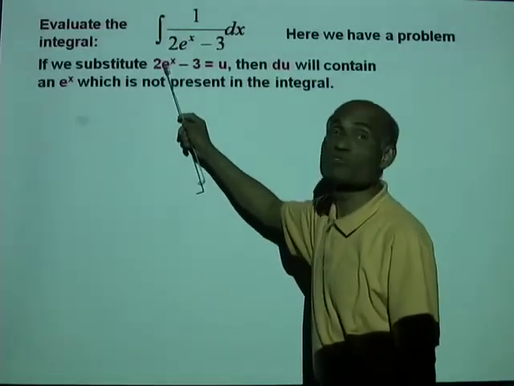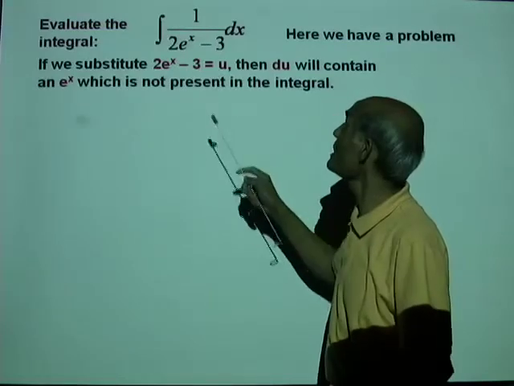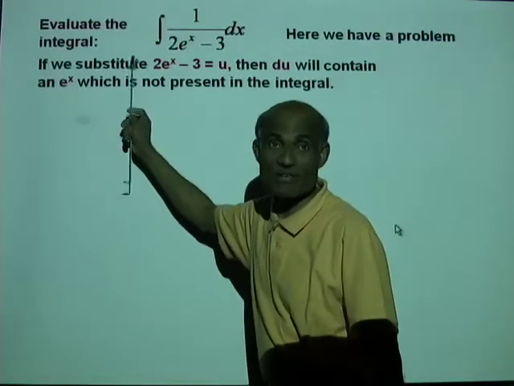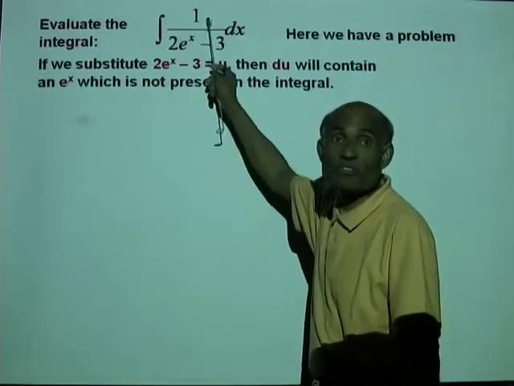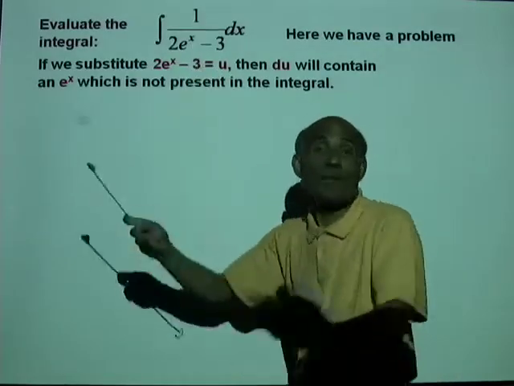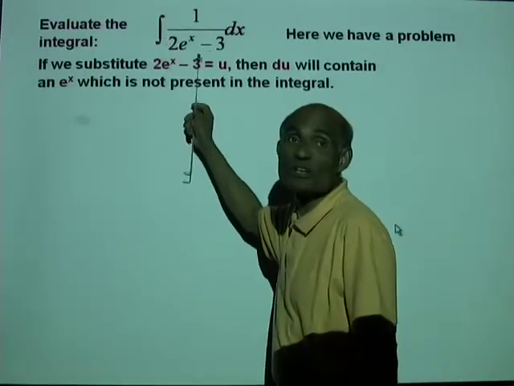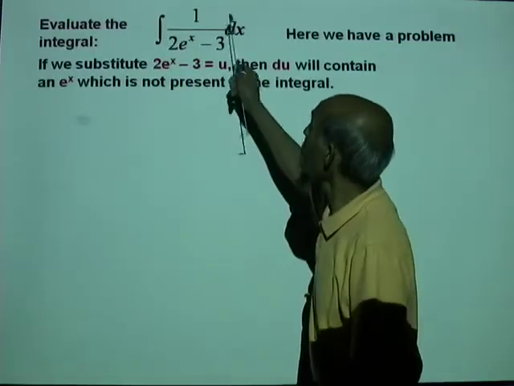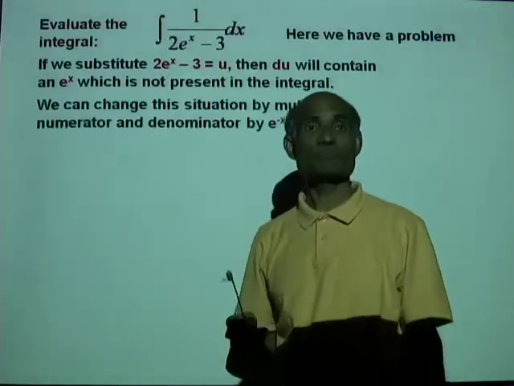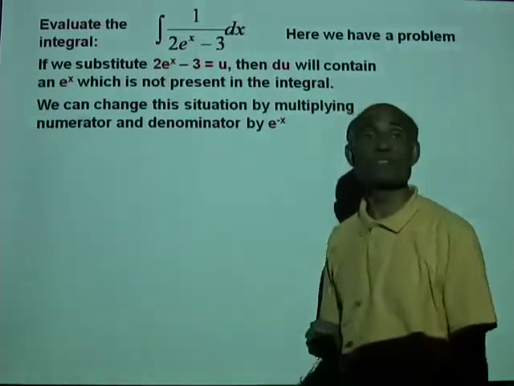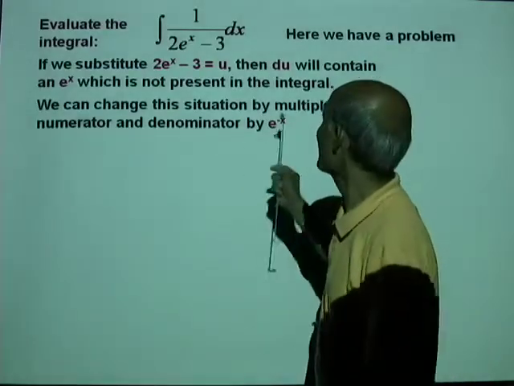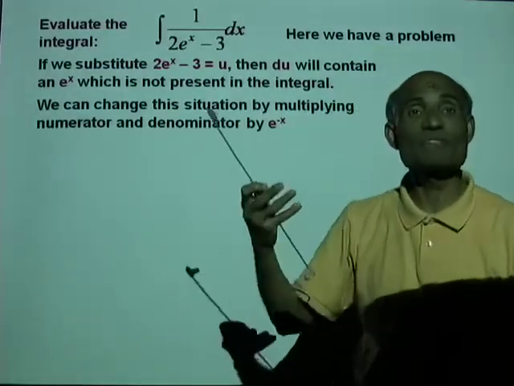So here we have a problem. If we substitute 2e to the power of x minus 3 equal to u, then du will contain an e to the power of x. Try that and see. Which is not present on the numerator. If there is an e to the power of x on the numerator, we have no problem. We can make a substitution, this equal to u. But since we don't have an e to the power of x on the numerator, that is a serious problem. So we can change this situation by multiplying the numerator and denominator by e to the power of negative x.